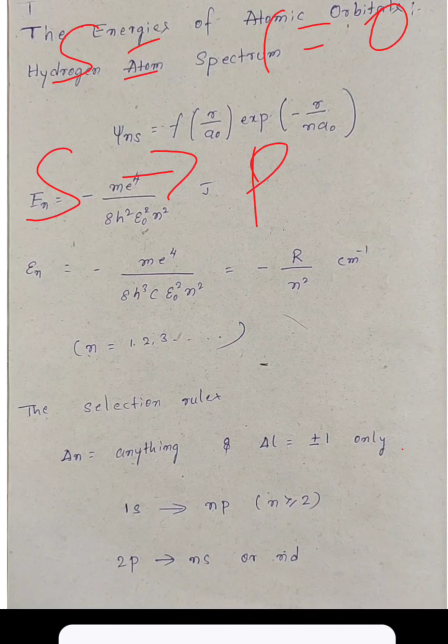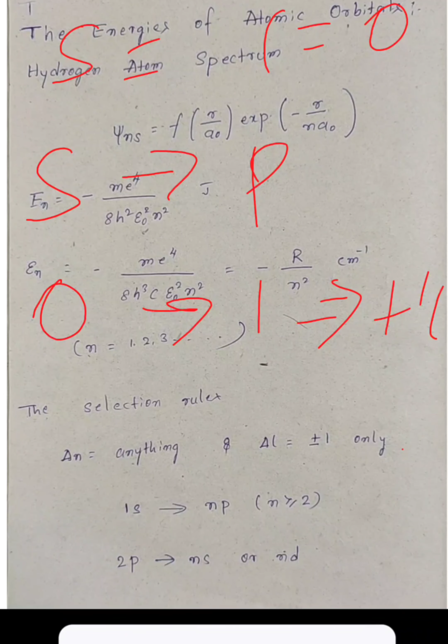Because L is equal to 0 for the S shell and L is equal to 1 for the P shell. So there is a plus 1. Delta L, which is equal to plus 1, is an allowed transition. Okay.